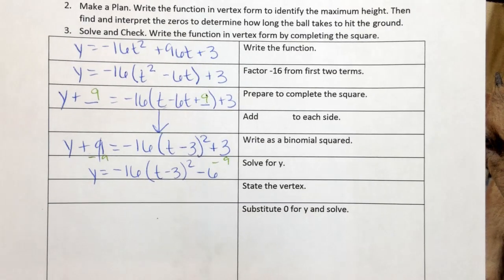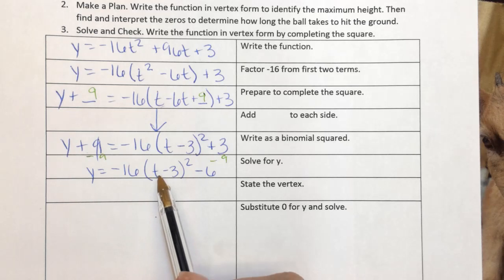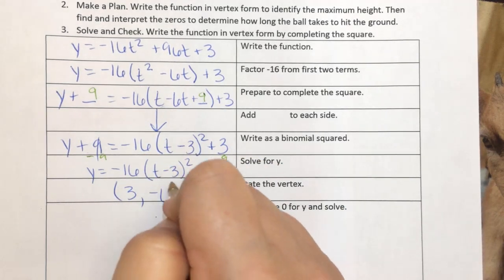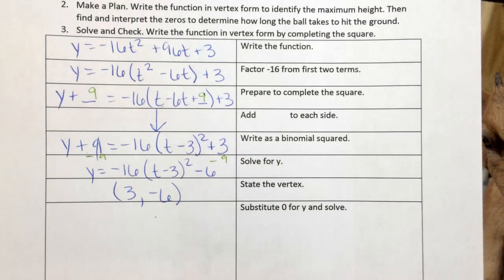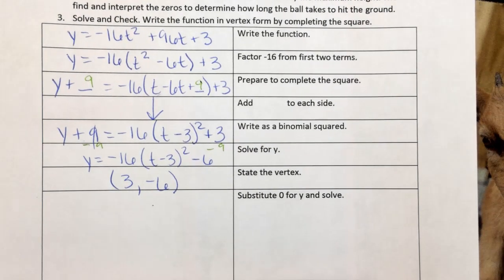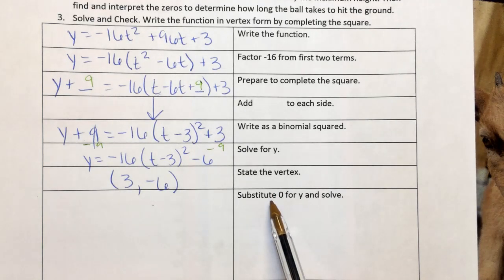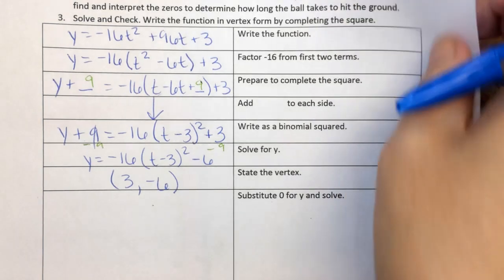So what is our vertex? Our vertex is (3, negative 6). All right, so now we need to find the maximum height of the ball. So we want to substitute 0 for y and solve.